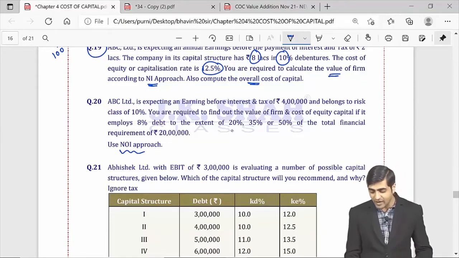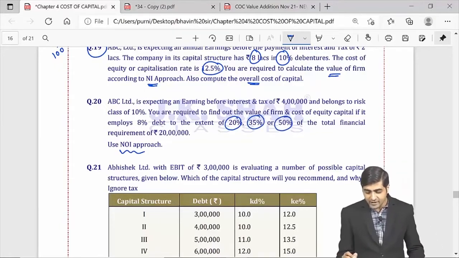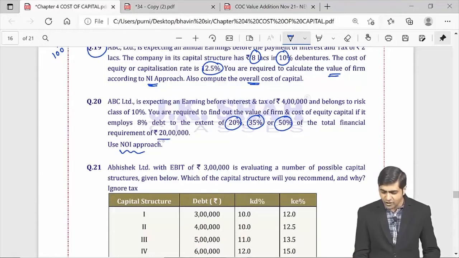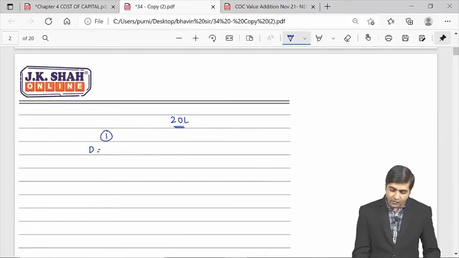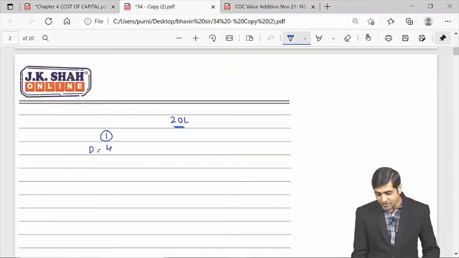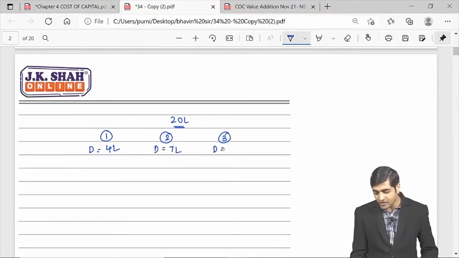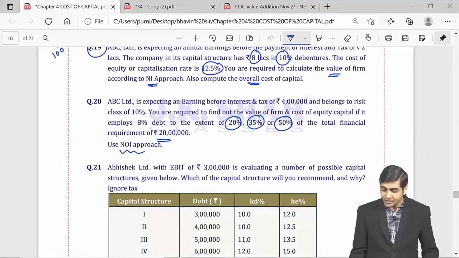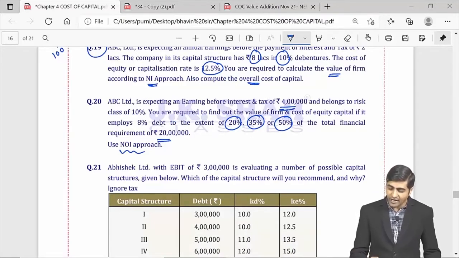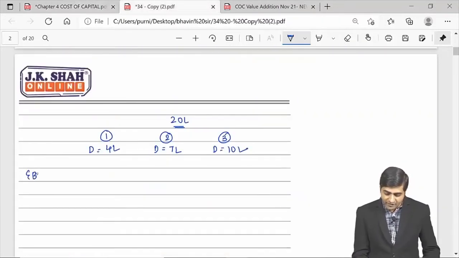So guys, in this particular case, we are having the debt up to the extent of 20%, 35% and 50%. The total requirement is 20 lakhs. First of all, you have to understand that in this 20 lakh rupees, in the first case, your debt, which is 20%, will be nothing but 4 lakh rupees. In the second case, your debt is 35%, which is 7 lakh rupees. In the third case, your debt will be 10 lakhs. Okay, so this is how you are going to prepare the structure. And guys, also at the same time, your EBIT is going to continue at rupees 4 lakhs.